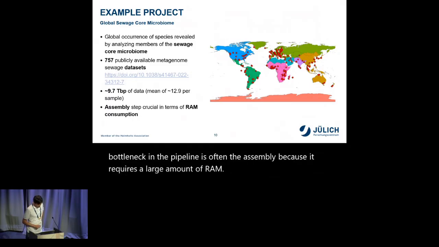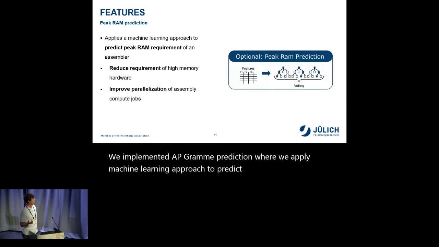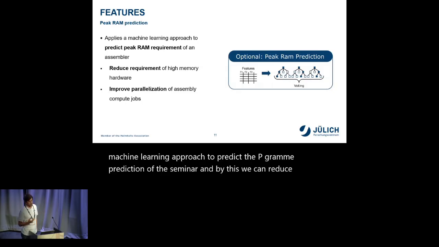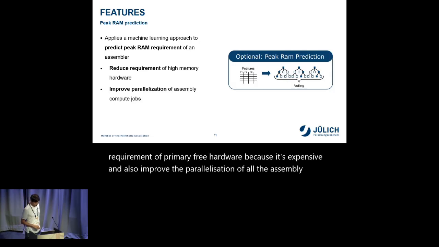So we implemented a peak RAM prediction, where we apply a machine learning approach to predict the peak RAM usage of an assembler. And by this, we can reduce the requirement of high memory hardware because it's expensive, and also improve the parallelization of all the assembly compute jobs.